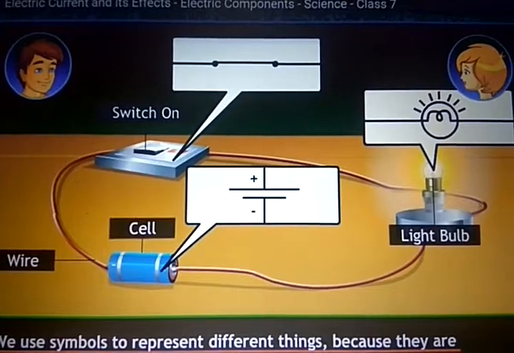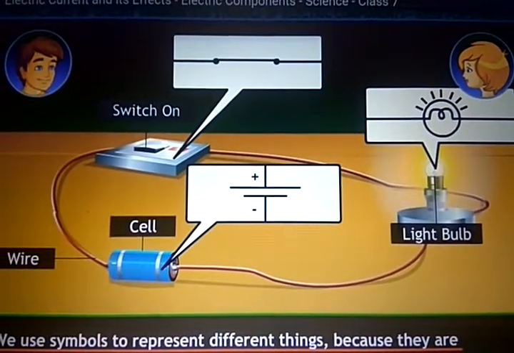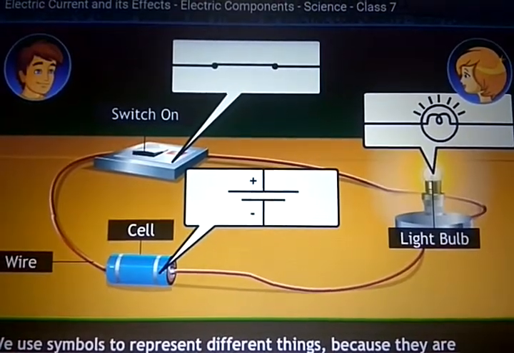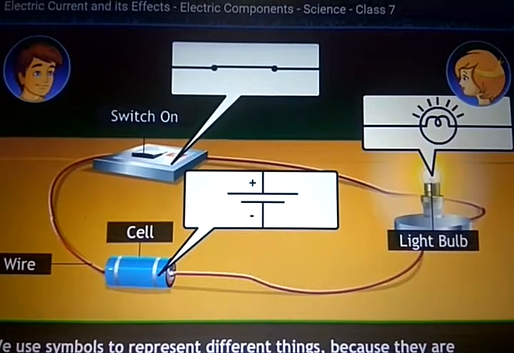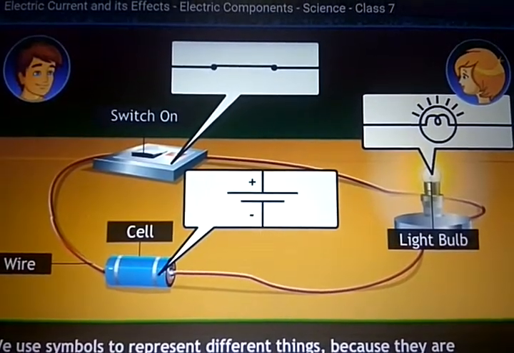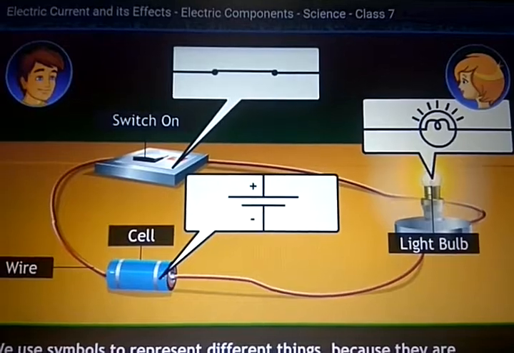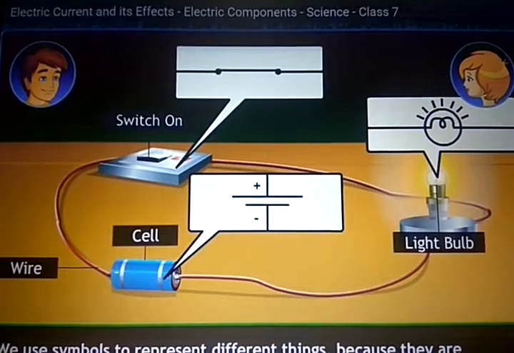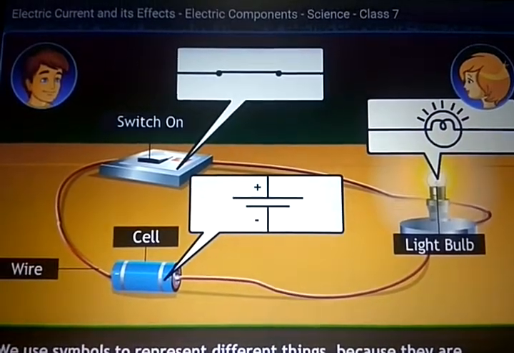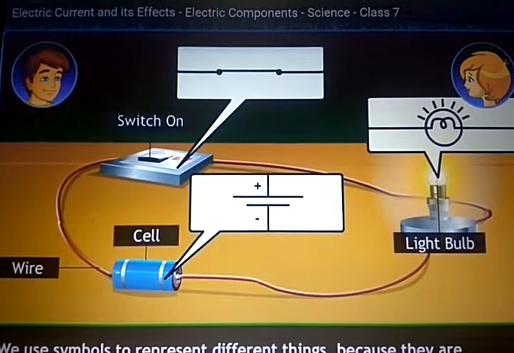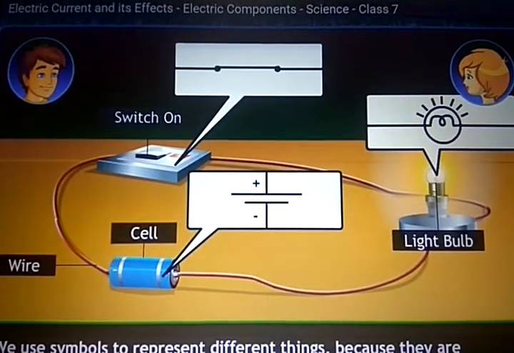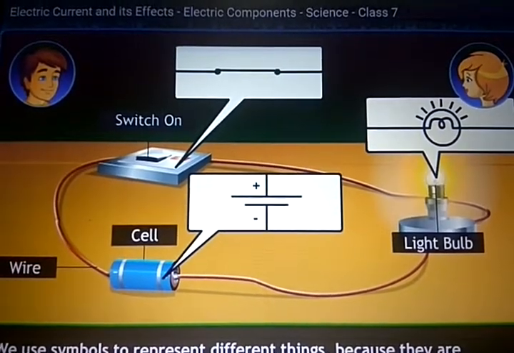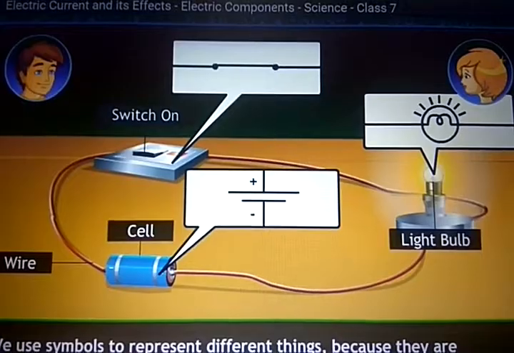Okay, now in those circuits, the cell is represented by this sign, plus and minus, one long and one short parallel line, for the positive terminal and negative terminal. The light bulb is represented by this circle, inside which the filament is there. The switch is represented by this symbol, two dots and then a straight line. It means the switch is on, and this is a wire. So these are the components of a simple electric circuit. With the help of the components you can join the circuit, and the circuit will be on or off.